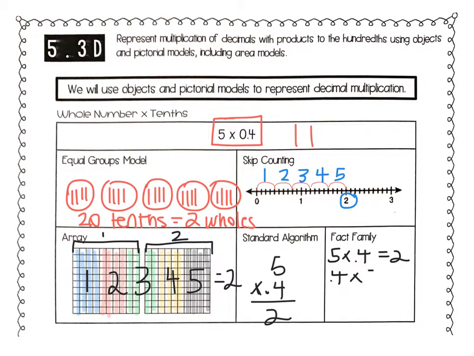4/10 times 5 equals 2 wholes. Now I can use the inverse operation, and I can say 2 wholes divided into 5 groups equals 4/10. And then I can say 2 wholes divided into 4/10 in each group equals 5 groups.